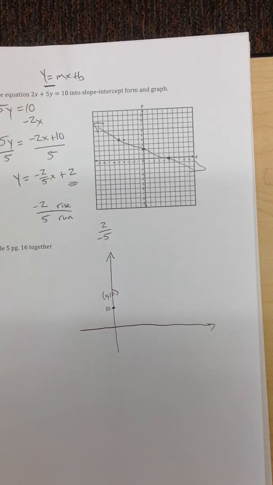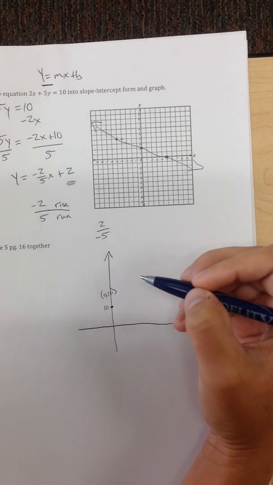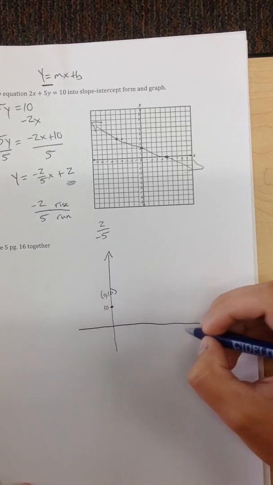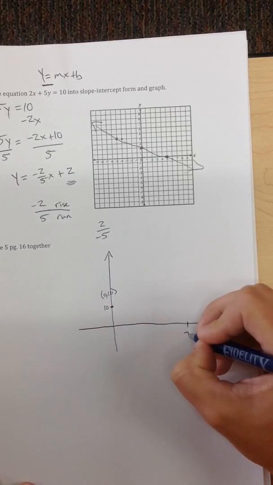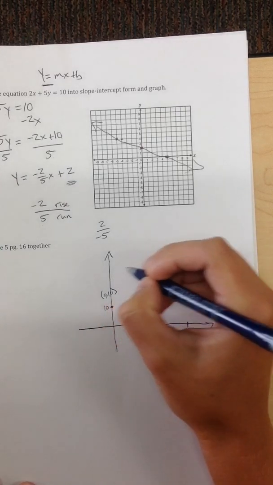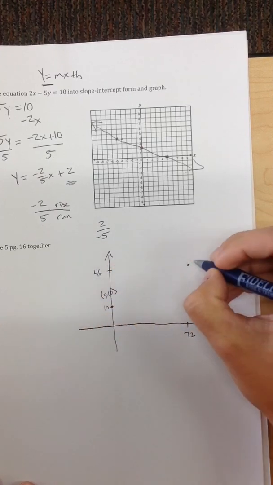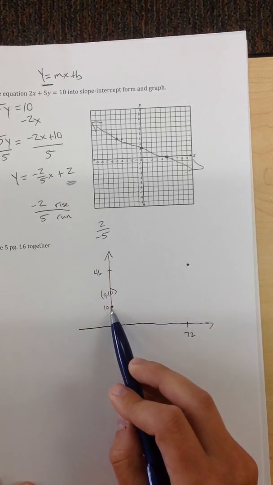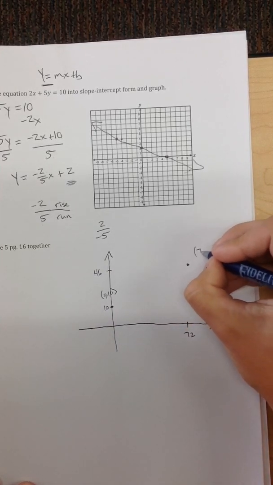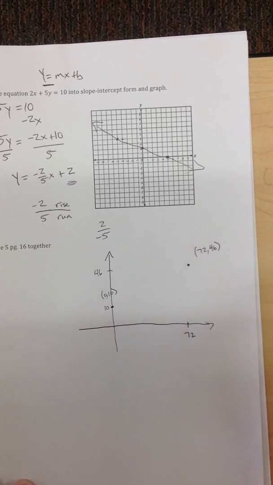Now they tell me that the top of the slide is 46 feet tall, and I also have to go 72 feet over. So if I go over 72 feet and then up 46 feet, which we're just kind of estimating where all that would be, that's the top of the slide. So that's the bottom of the slide there at 0, 10. The top of the slide, we had to go right 72 and up 46. So the top of the slide would be at 72, 46. Okay, I'm going to draw my slide in here.